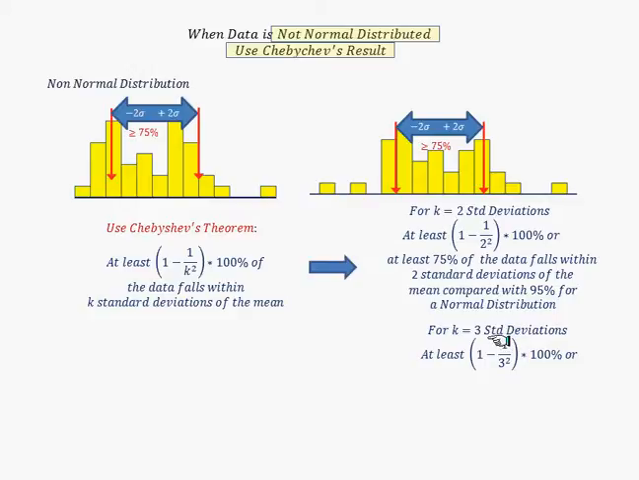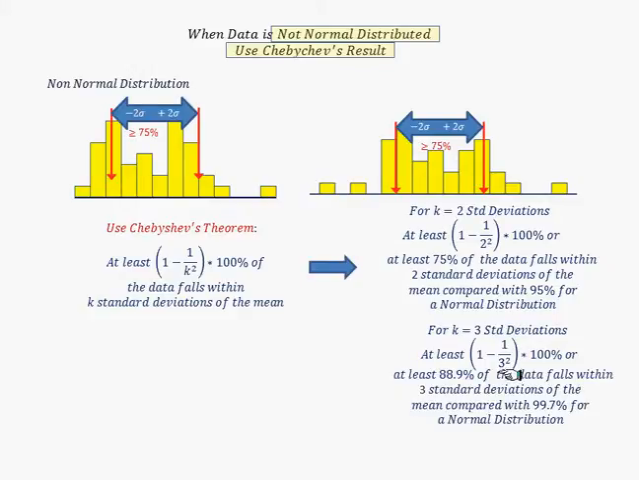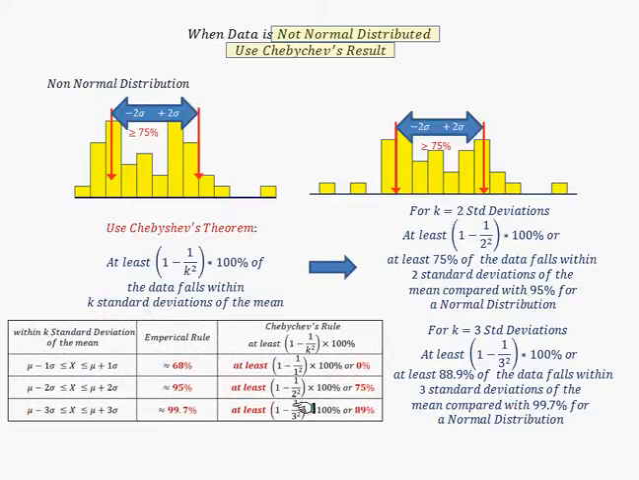For k equal to 3 standard deviations, we put 3 in there for k, 88.9% of the data will fall within 3 standard deviations. And here we have a comparison. 68, 95, 99.7 if we know the distribution is normal. If we don't, then we'll fall back to these 3 values here. And note the word at least, which may mean greater than or equal to.